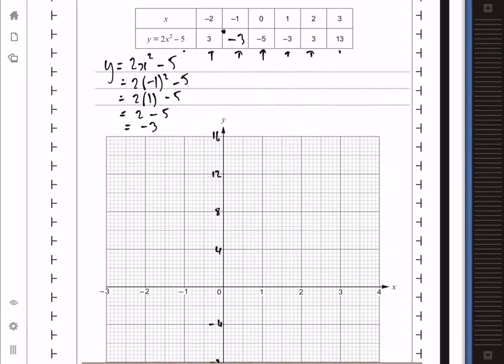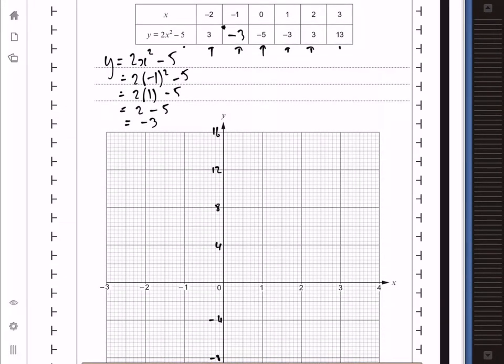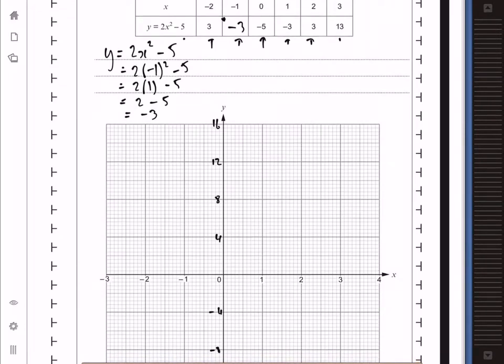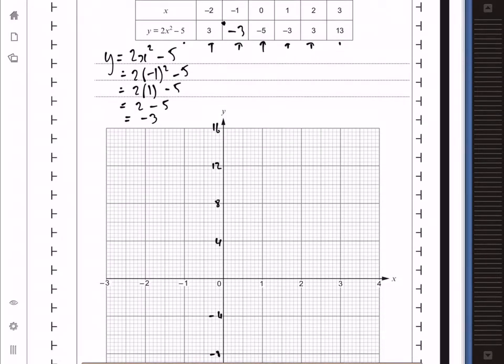So let's plot our points. Now be careful with this, make sure you use a pencil and take your time. Accuracy is key. So we've got -2, 3. So -2 on the x and up 3. Well, 3 is right by there. -1, -3, right by there. 0, -5. Well, there's -6, so -5 must be in there. 1, -3. 2, 3. And 3, 13. So 3, 13 is right by there.